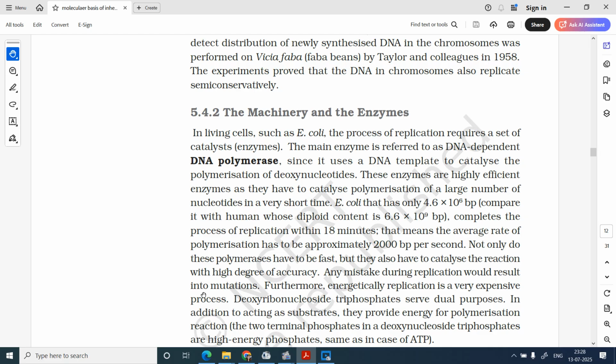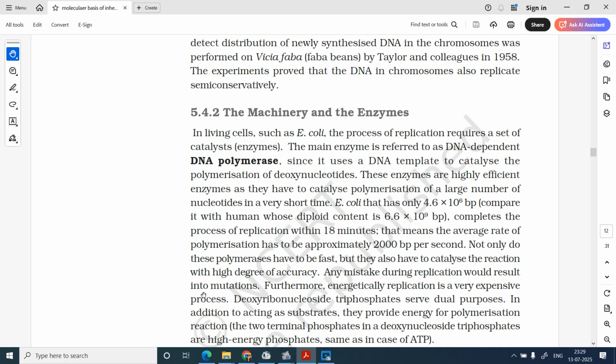5.4.2, the machinery and the enzymes. In living cells such as E. coli, the process of replication requires a set of catalysts, enzymes. The main enzyme is referred to as DNA-dependent DNA polymerase, since it uses a DNA template to catalyze the polymerization of deoxynucleotides. These enzymes are highly efficient, as they have to catalyze polymerization of a large number of nucleotides in a very short time.